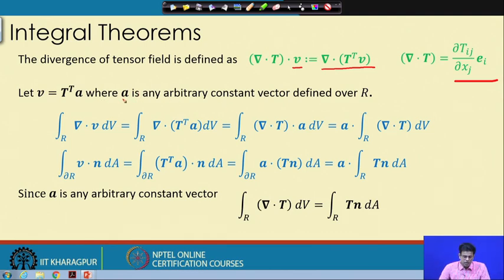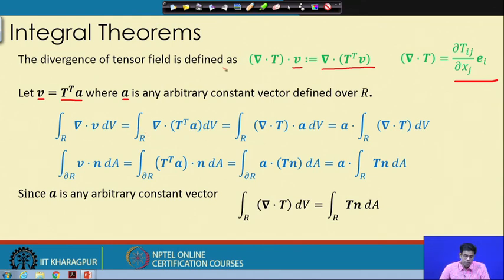Now, this arbitrary constant vector could be anything. So, if I can write V as T transpose A, that means this tensor T transpose transforms the vector A to V. If we assume V can be represented in this manner, then del dot V can be written in this form.